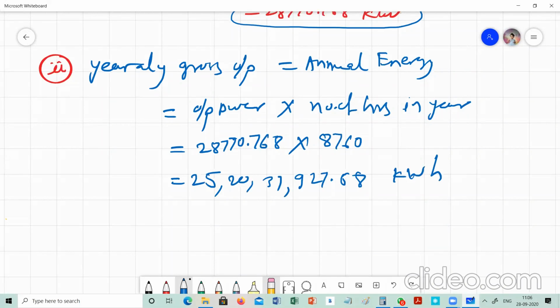We can convert it into simpler units: 252.032 into 10 raised to 6 kWh. I just converted it into these simple numbers. This is the yearly gross output, that is, the annual energy.